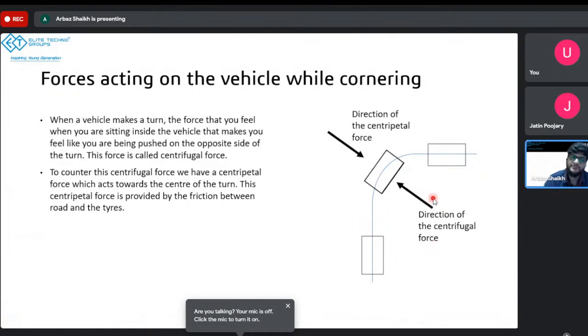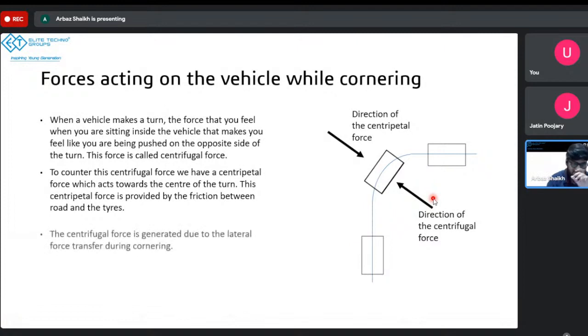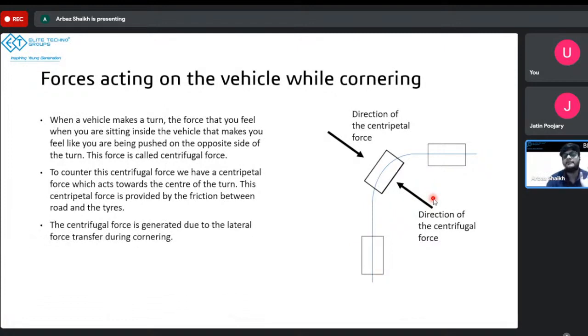Centrifugal force is because of the lateral load transfer. Centripetal force is to counteract that centrifugal force. That's the only purpose of that centripetal force. And that centripetal force will always happen at the tire, because the tire is the only thing which is in contact with the road, right? Apart from that, nothing else will be affected by the centripetal force.